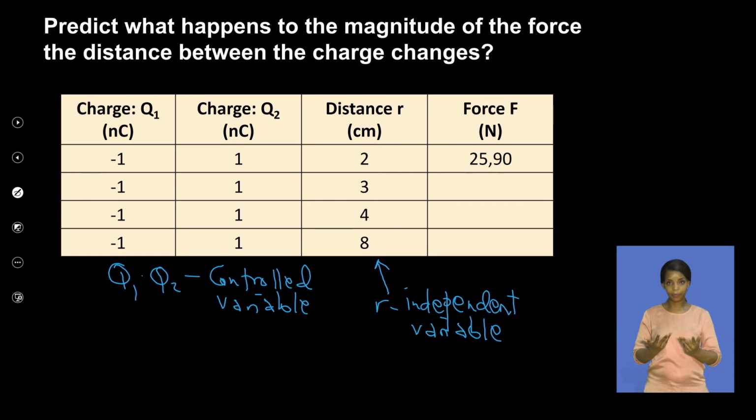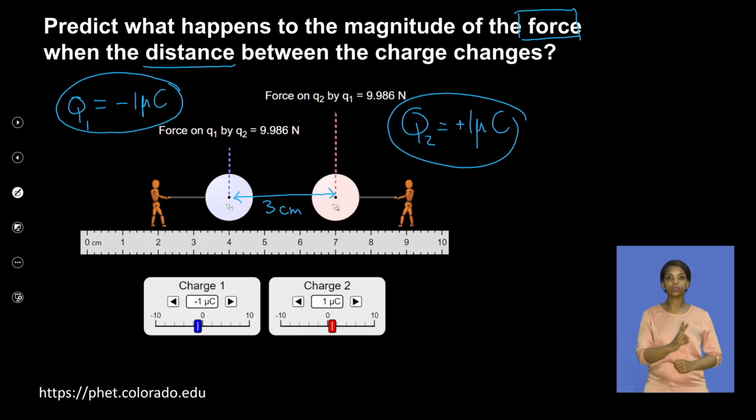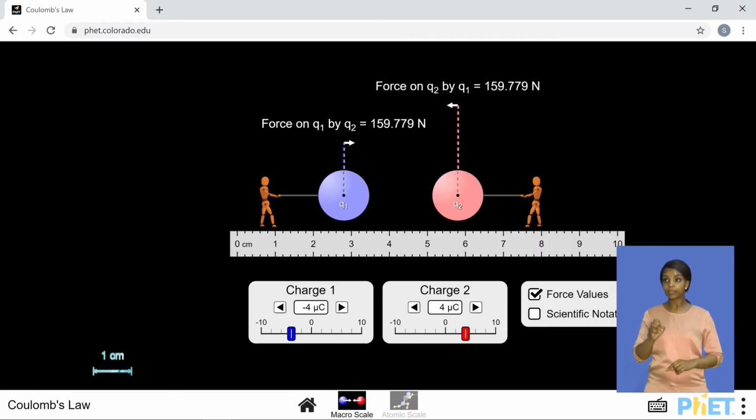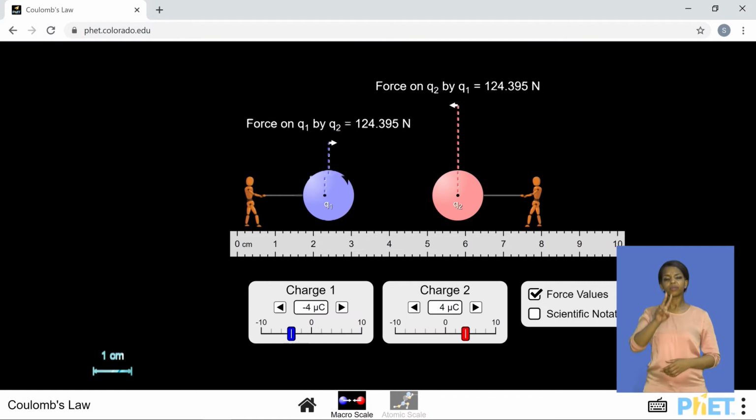Q1 and Q2. So if we go back to our previous slide, you'd realize that when the charge is -1 and +1 and the distance is 3 centimeters, the force is actually 9.9, which is approximately 10. So this is what it says here, but if it's 2 centimeters, it's going to be that. Let's actually go to our simulation and check what happens if it's 2 centimeters. So 2 centimeters, very careful about that.